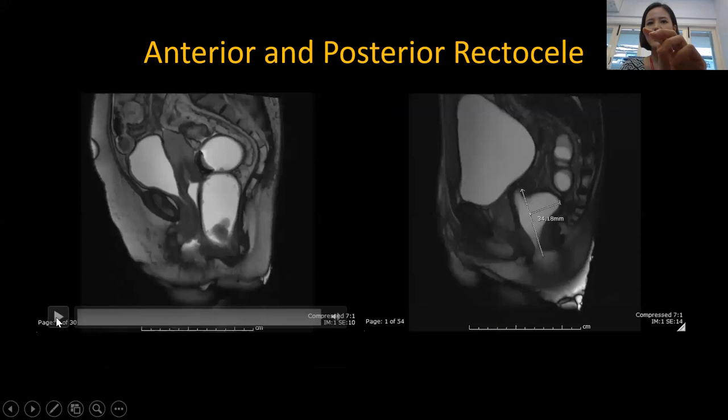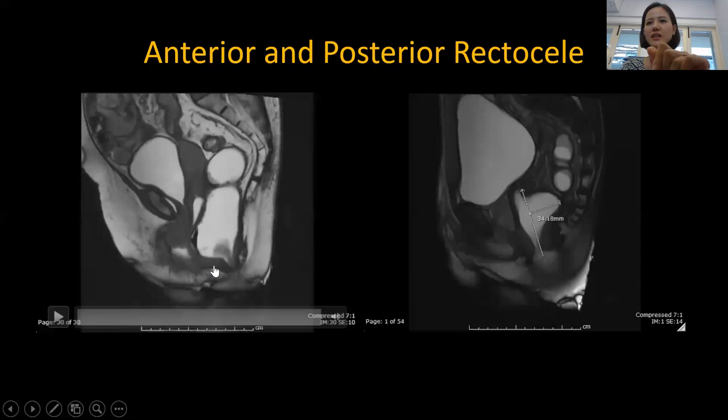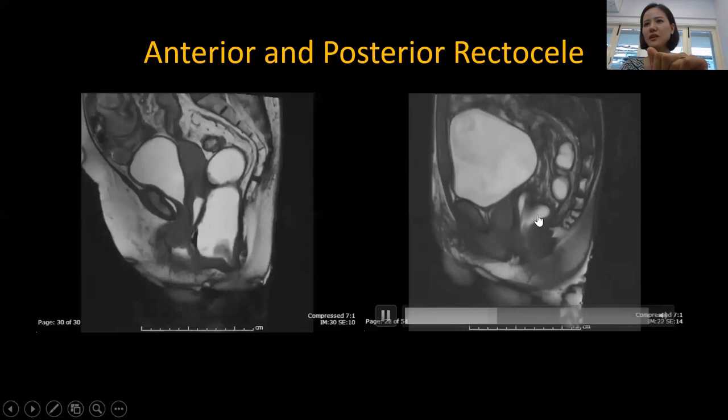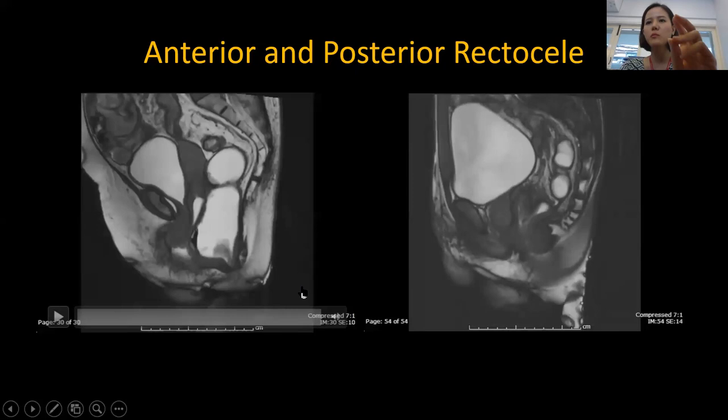This is an example of anterior rectocele. That is mild degree, moderate degree, and this is posterior rectocele. We found anterior rectocele is more common than posterior one.